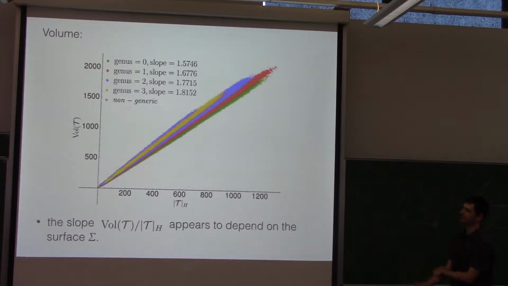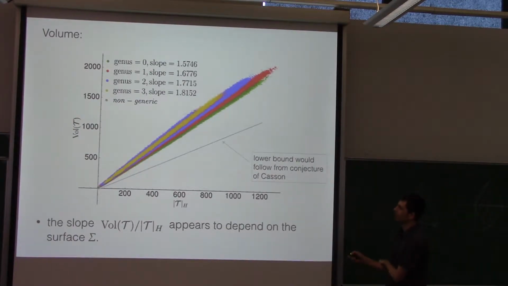So, as has come up already, the slope appears to depend on the surface. A universal lower bound would follow from a conjecture of Casson, along with something contained in the paper of Futer and Guéritaud that I mentioned earlier. If you can prove this conjecture, which basically says that the angle structure has lower volume than the geometric structure, then you get a lower bound. The upper bound, I don't have any ideas of how to prove that.